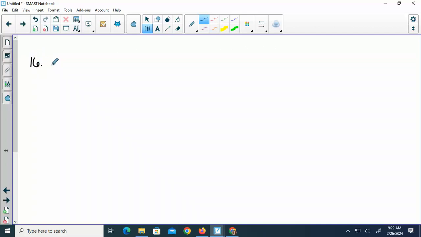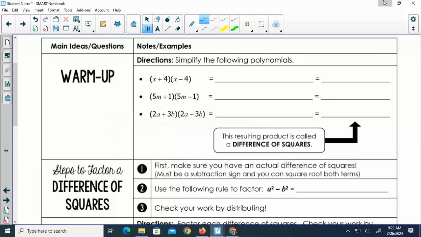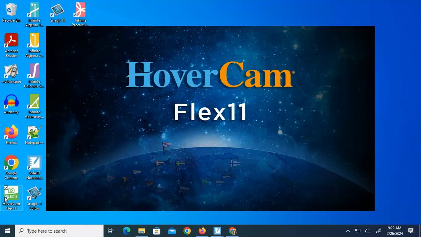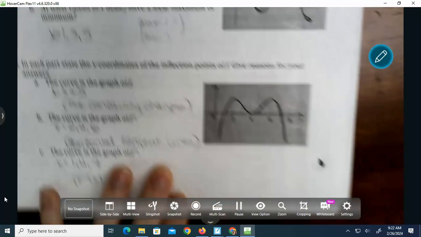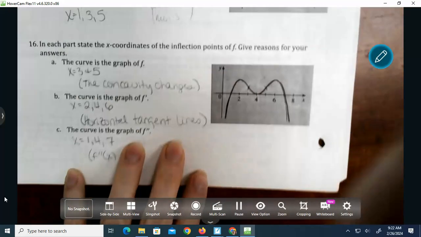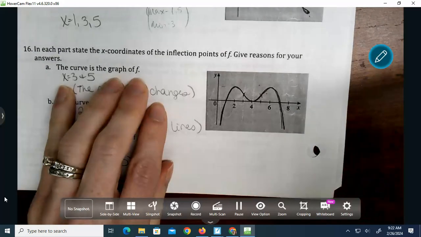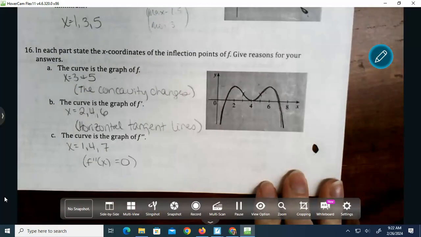16. This might be my favorite question. So I am asking you to find your inflection points. Okay, so 3 different times we're going to find inflection points. The first time, I'm telling you this is the original function.